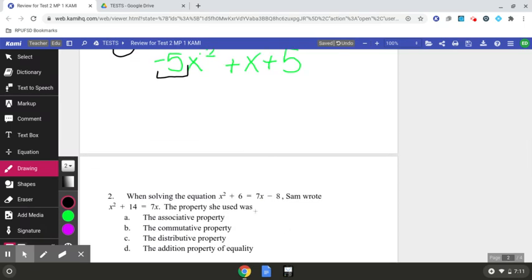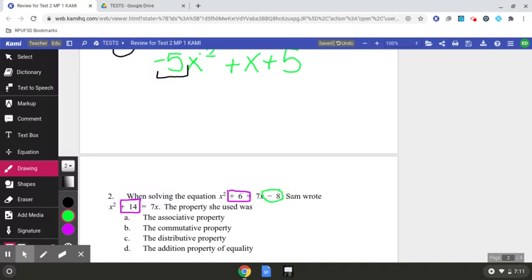Okay, here, when solving the equation x squared plus 6 equals 7x minus 8, Sam wrote x squared plus 14 equals 7x. What property did she use? So when we do these, you're comparing what's different or analyzing what's different. So when I'm looking at the given equation, right, what is no longer there in the second part? Well, it looks like my 6 is no longer a 6. It changed to a 14. And then it looks like I had a negative 8, and now it's gone, right?